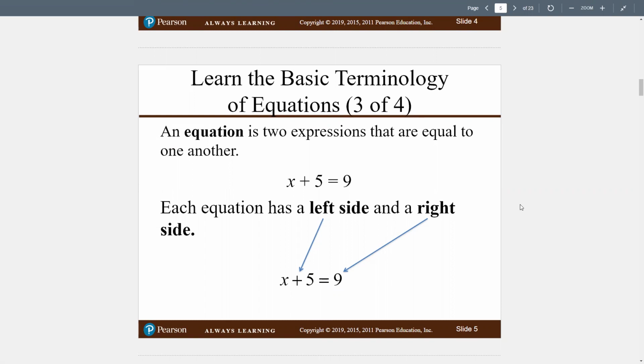An equation is two or more expressions that are equal to one another. Each equation has a left side and a right side. What they're showing you here is a simple equation. It's what we consider a one-step equation. If you have trouble with one-step equations, you definitely want to come see me during office hours. Your exam basically has maybe one one-step equation, and then the rest are all multi-step.